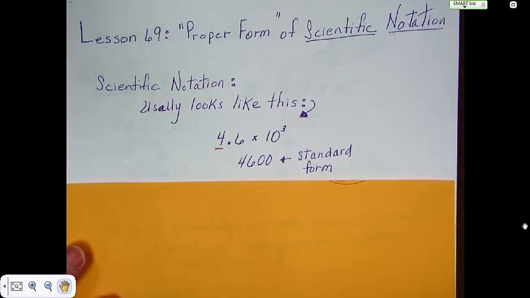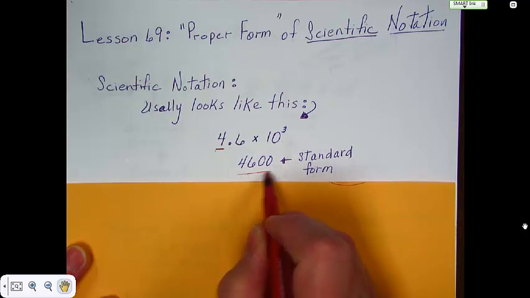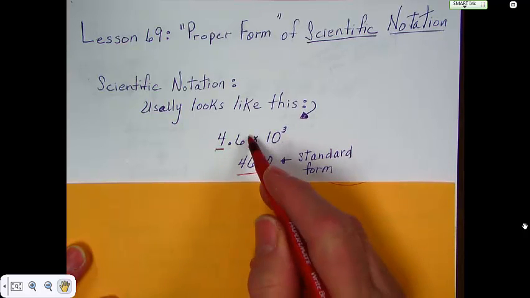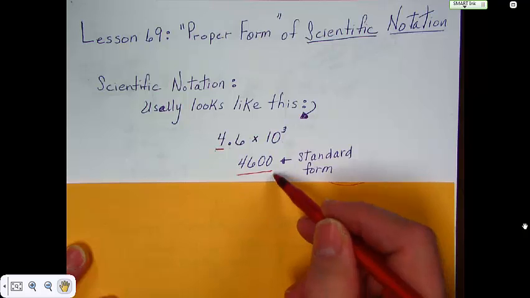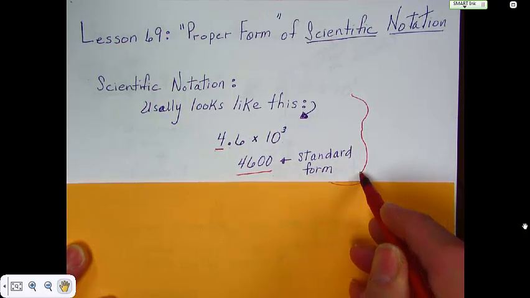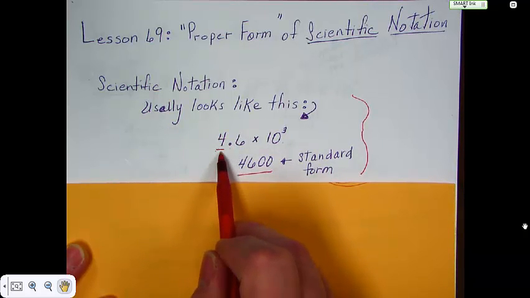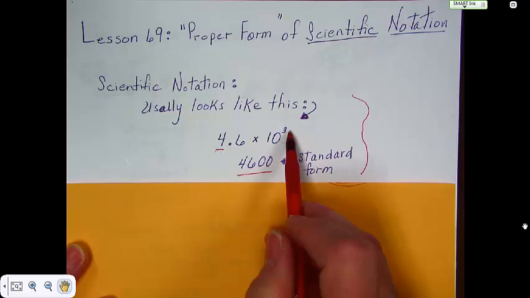The standard form of this same number is actually just writing it out like you would normally see it on a regular day. So you've got scientific notation, standard form. Really important to get that in your notes, because you're going to have questions on your tests and your quizzes that say, write this number in scientific notation. And it has to be one number to the left of the decimal times 10 to some power.